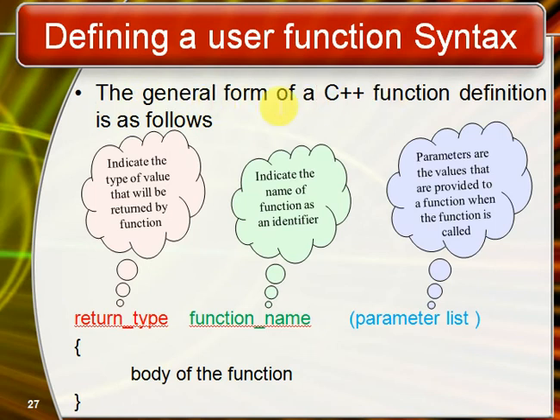Syntax of function definition. The general form of a C++ function definition is as follows. It starts with the return type followed by the name of the function followed by the parameter list, and its body starting from an opening curly bracket and ending at a closing curly bracket. So basically there are four parts in a function definition. First one is the return type, second one is the function name, third one is the list of parameters associated with this function, and fourth one is the body of this function.